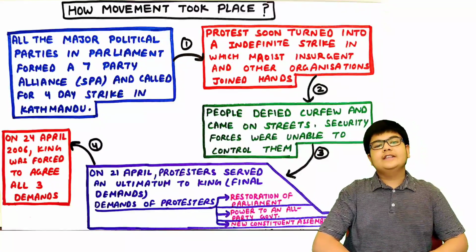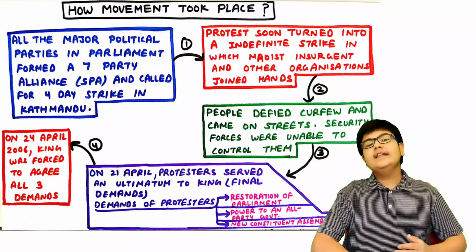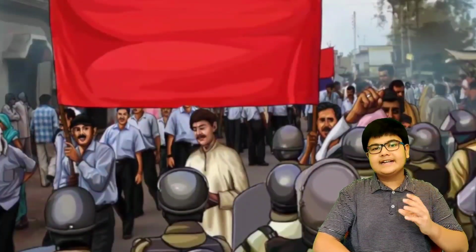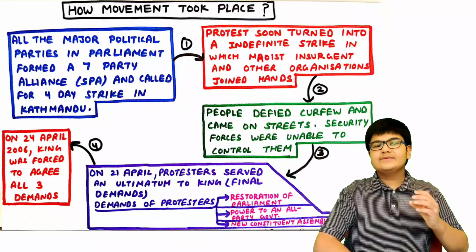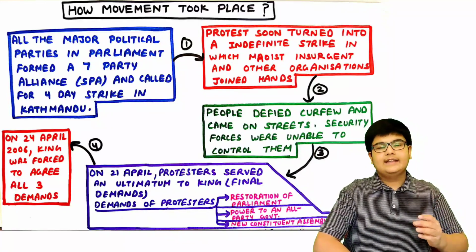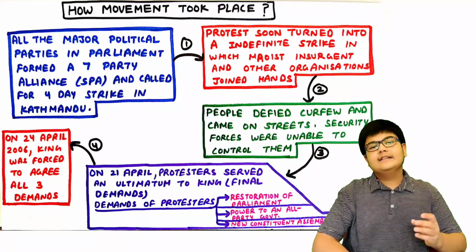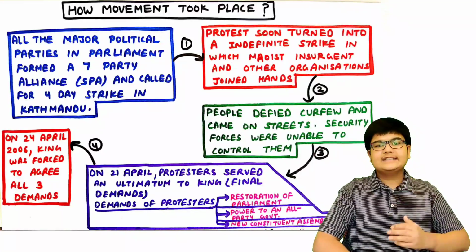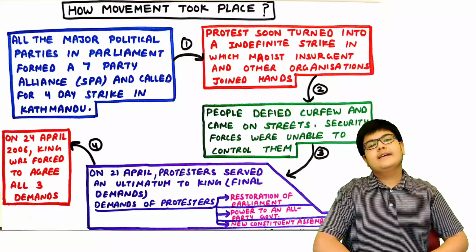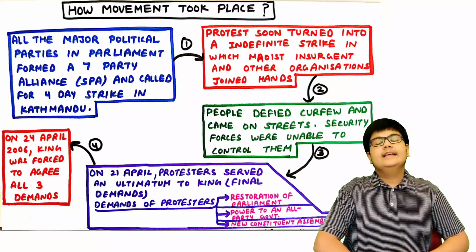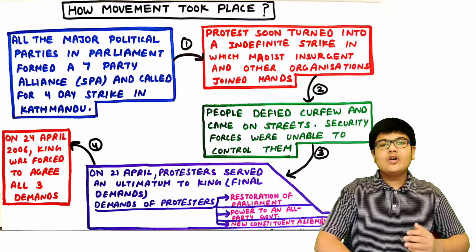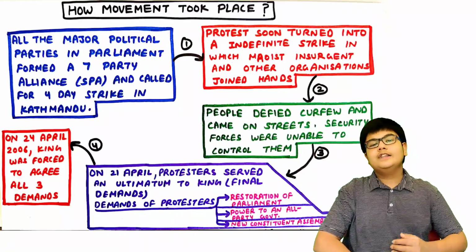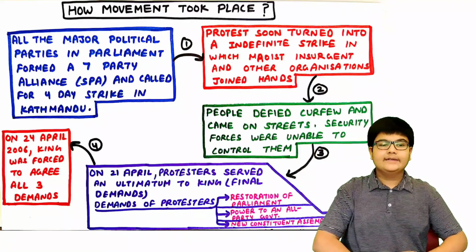On April 21st, the protesters served an ultimatum to the king. They made some final demands to the king, and if these demands were not accepted by the king, then the people would start to rebel. Now let us see these demands. The first demand was restoration of parliament. Second was power to an all-party government, and the third demand was a new constituent assembly to be elected.